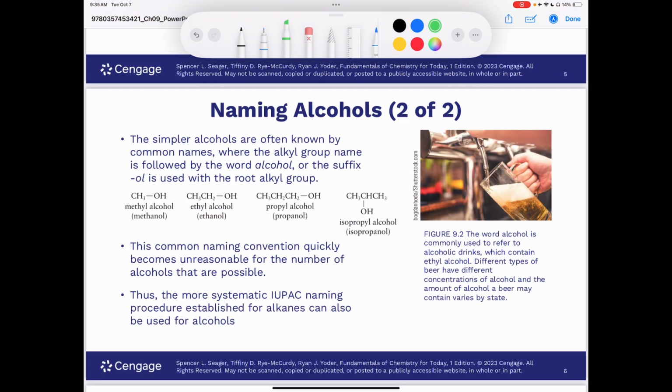All right, now how do you name an alcohol? Well, the simpler alcohols are often known by common names where you just list the alkyl group followed by the word alcohol. So if you know your alkyl groups like methyl, ethyl, propyl, isopropyl, butyl, tert-butyl, sec-butyl, isobutyl, if you have any of those groups attached to your hydroxy group, you can just name it as the name of the alkyl group followed by the word alcohol. And you see some examples here.